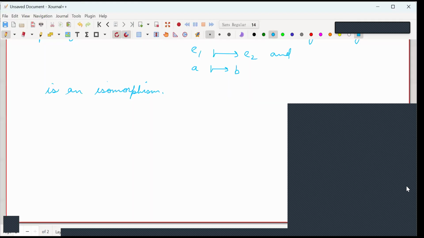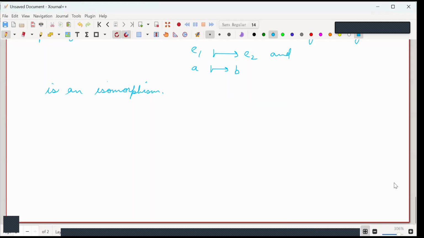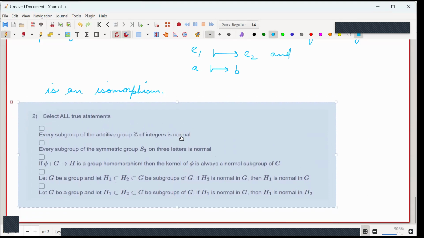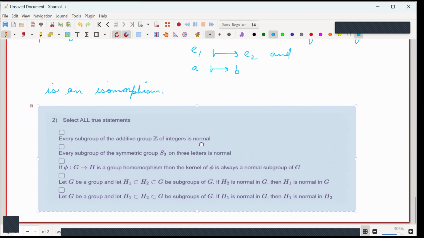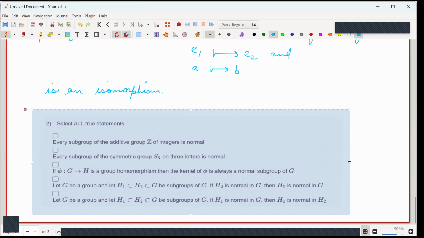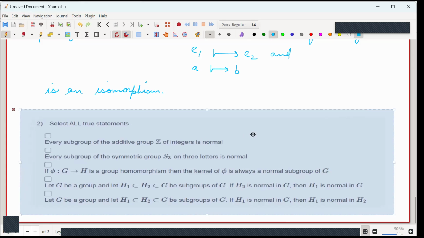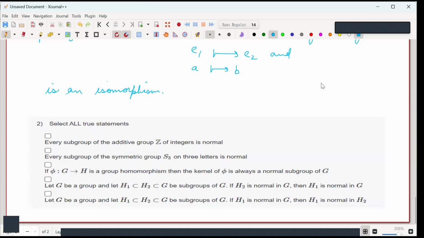So, have you solved the second one? Yes, sir. Okay, good. So let's discuss it together. In this, we are supposed to select all true statements. This is related to the subgroups which are normal.